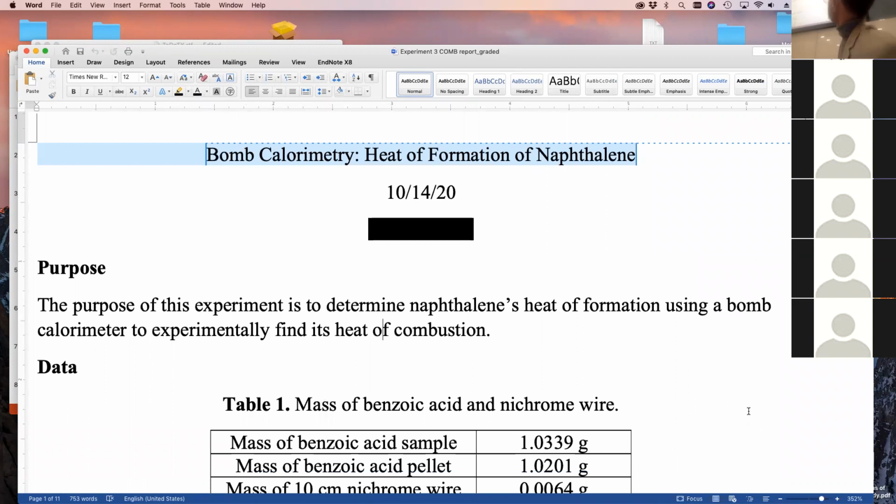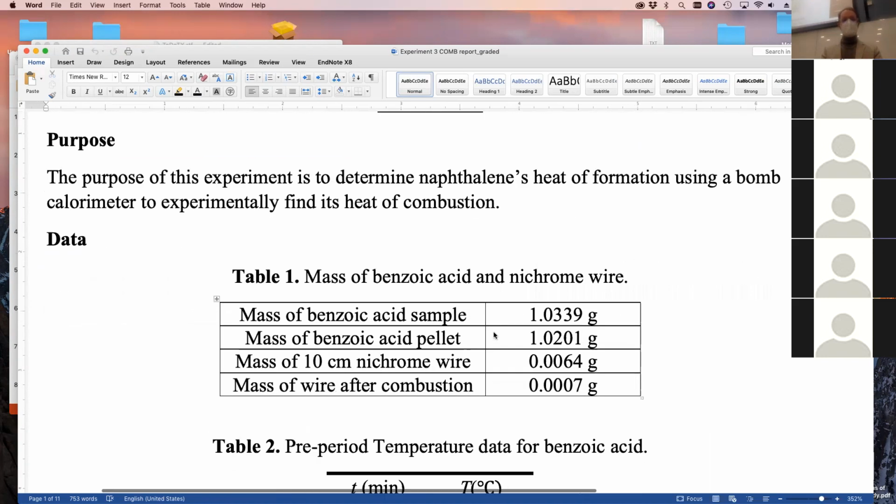Hopefully it's big enough. Okay, so you include the title of the experiment, the date, your name, the purpose of the experiment. This can be just 1 or 2 sentences. So in this case, this was the experiment determining the heat of formation of naphthalene by bomb calorimetry. And so the purpose is stated in a concise sentence.